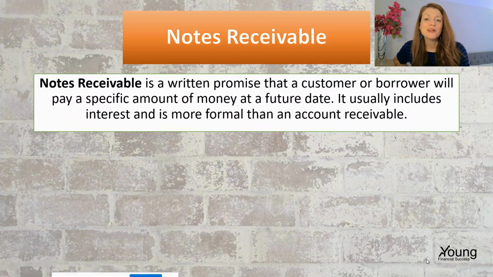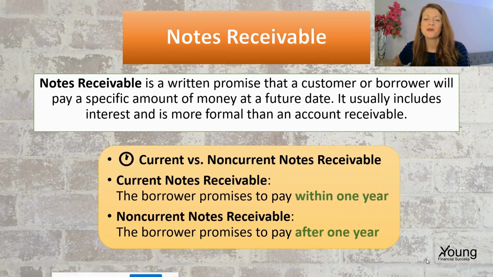You know it is a written promise, so it's more official than accounts receivable, that a customer or a borrower will pay a specific amount of money at a future date. It usually includes interest and is more formal than accounts receivable. So accounts receivable is usually just like an invoice that you would send out to a customer. A notes receivable would have like signatures and interest and all that going on.